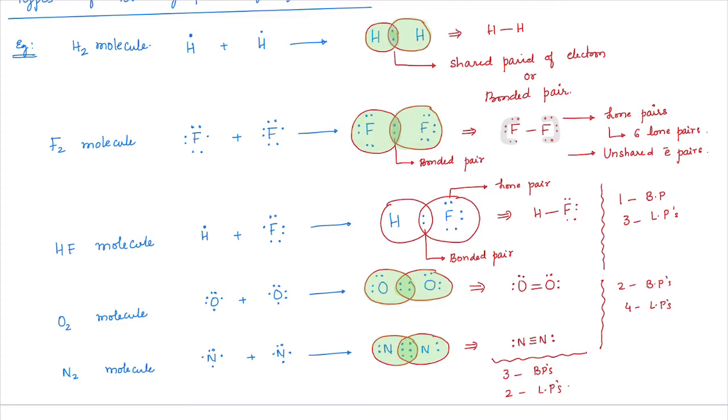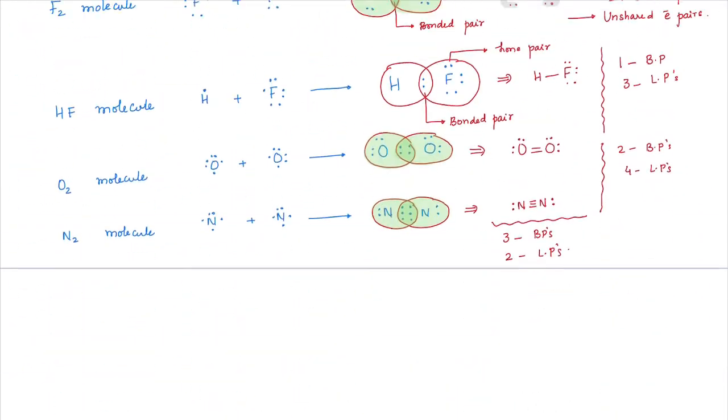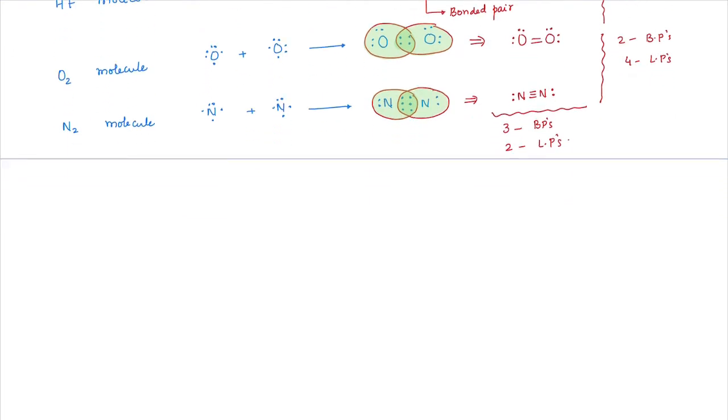Hey guys, you understood that, right? Okay. So basic type of bonding, how the Lewis dot structure is working is clear, right?